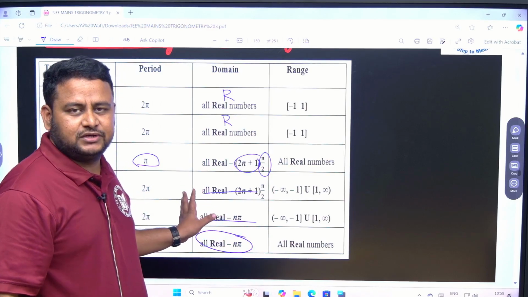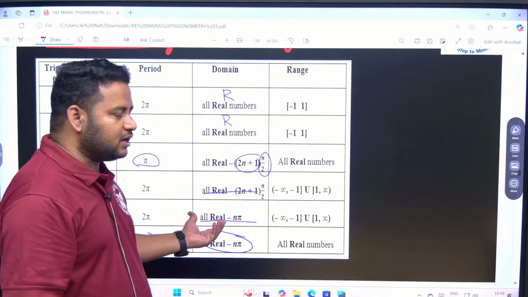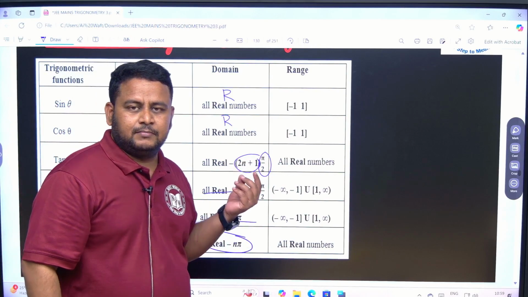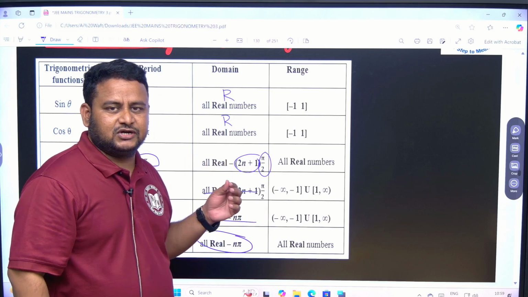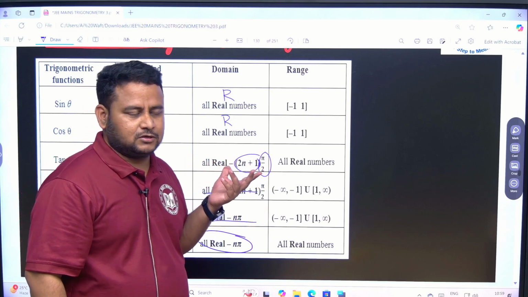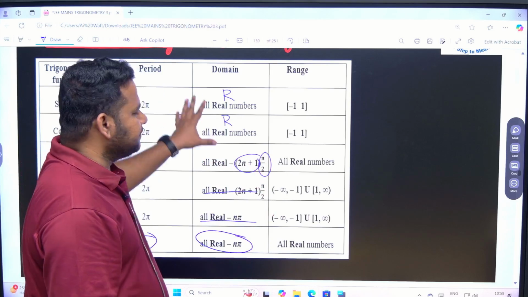Sin cannot be 0 here because it is in the denominator. So all real numbers minus what? n pi. That is the meaning: it cannot be a multiple of pi. Theta cannot be a multiple of pi. Got it, friends? So this is the way to remember domain and range.